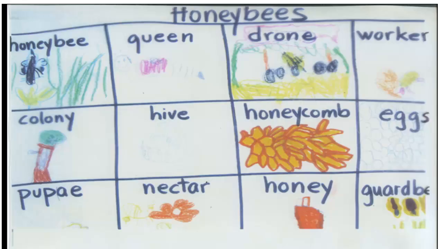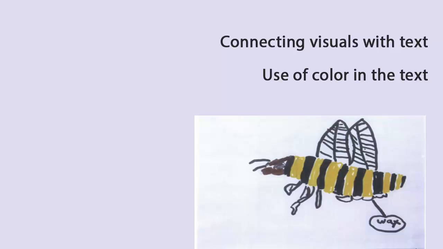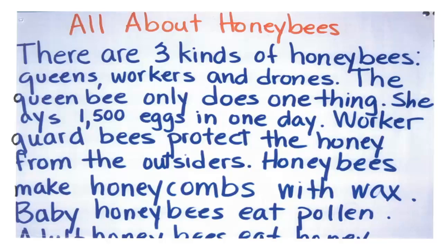This is an enlarged image from the previous word wall. Teachers can also connect visuals with text and color-coded keywords to make them stand out, which is much easier to understand than standalone text like this.